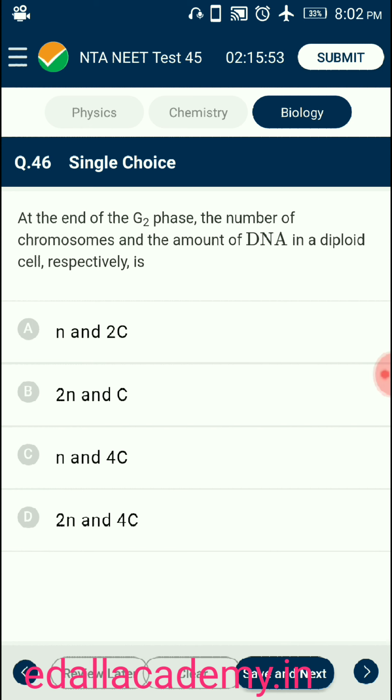Question number 46. At the end of the G2 phase, the number of chromosomes and the amount of DNA in a diploid cell respectively is.